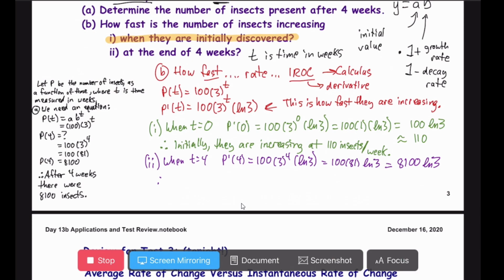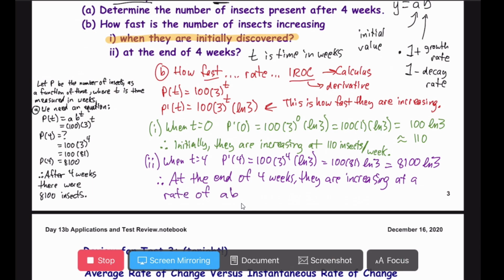So therefore, at the end of 4 weeks, they are increasing at a rate of about 8,899 insects per week. And why does that change so much?